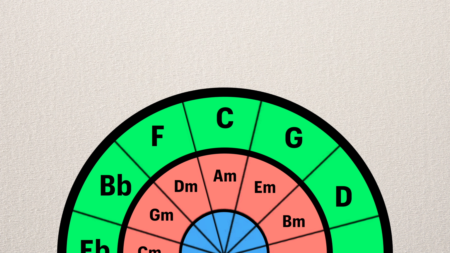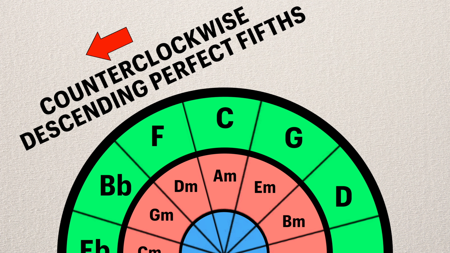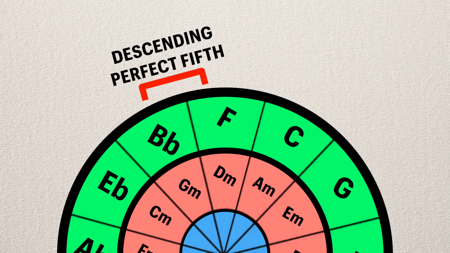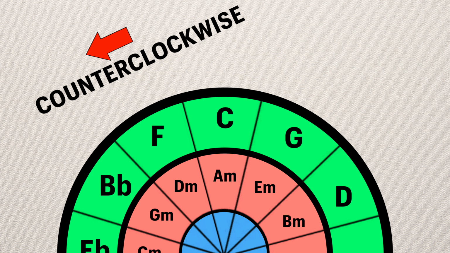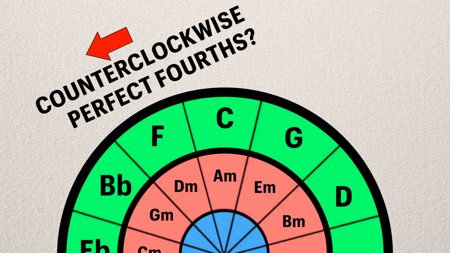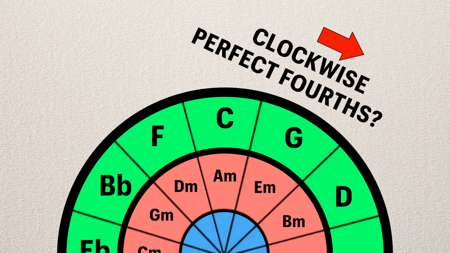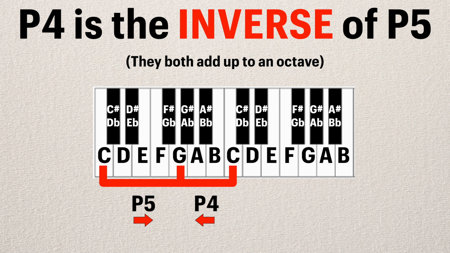As a side note, if you were to look at the circle counterclockwise, you would be descending in perfect fifths. C down to F is a perfect fifth, F down to B flat is a perfect fifth, and so on and so forth. Some people argue that if you look at it counterclockwise, it is going in perfect fourths. Well, technically you could argue that. I mean, you could technically argue that it's going in fourths clockwise too. It really just depends on what direction you're approaching the following note. Are you approaching it from up or down? The perfect fourth is the inverse of the perfect fifth.